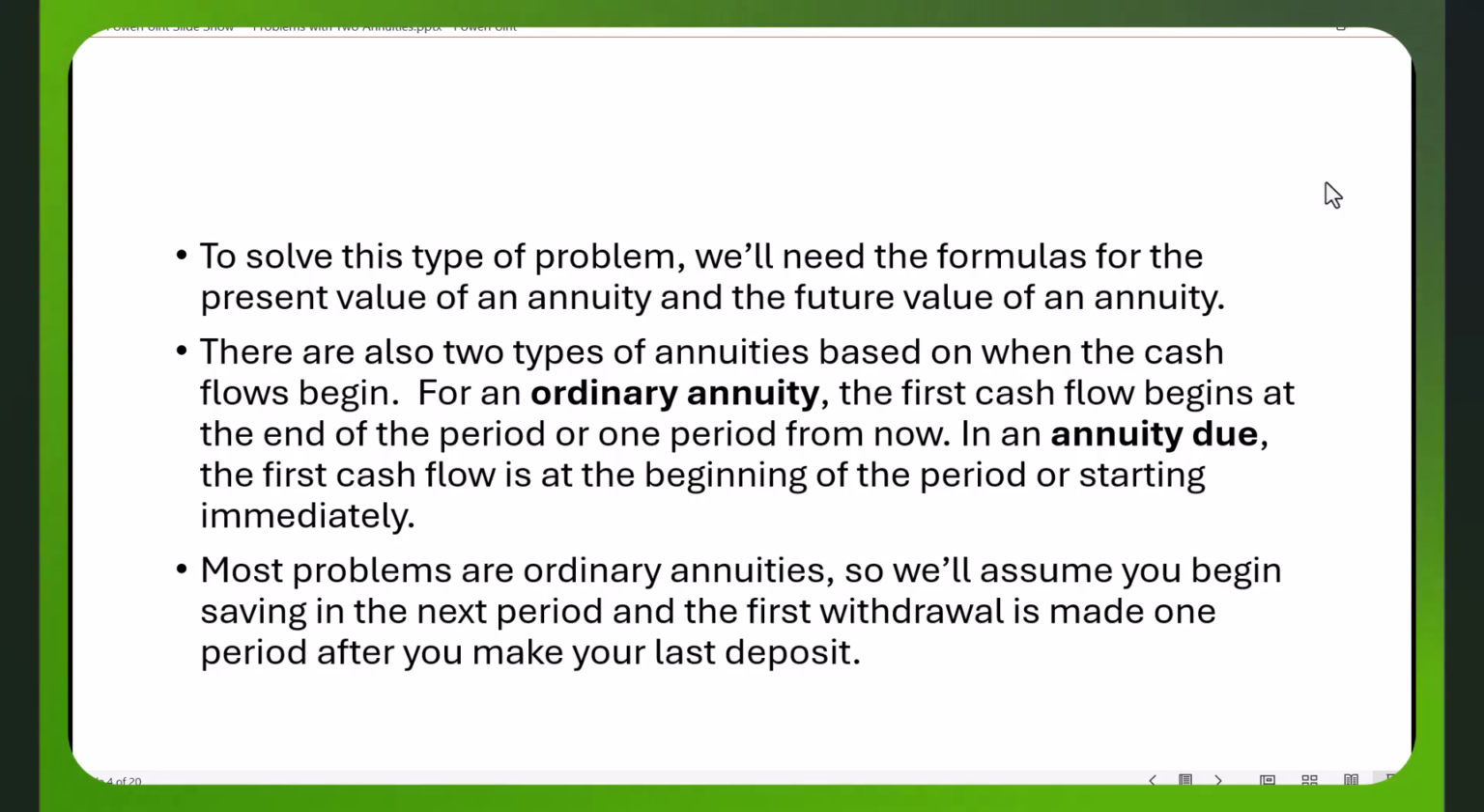There are two types of annuities based on when the cash flows begin. For an ordinary annuity, the first cash flow begins at the end of the period or one period from now. In an annuity due, the first cash flow is at the beginning of the period or starting immediately. Most problems are ordinary annuities, so we'll assume you begin saving in the next period, and the first withdrawal is made one period after you make your last deposit.